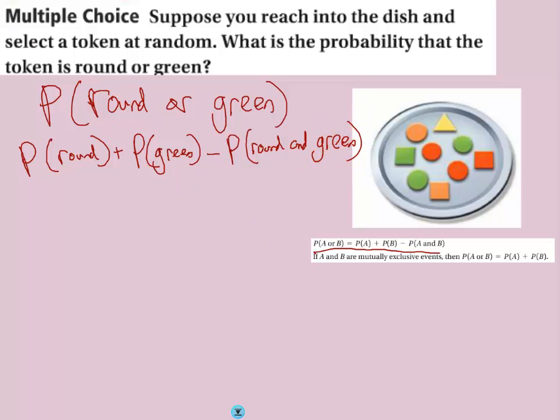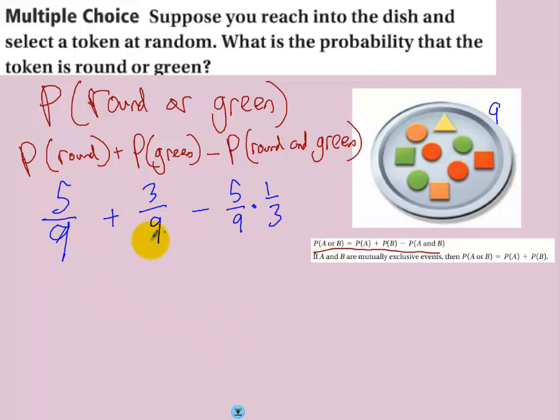So the probability of round happening is, how many are round here? There are 1, 2, 3, 4, 5 round. And how many items total? 1, 2, 3, 4, 5, 6, 7, 8, 9. There's 9 total. So 5/9. And it would be plus the probability of green. Well, you have 3, so it would be 3/9. Minus round and green. So round and green is going to be 5/9 times 3/9, which is the same thing as 1/3.